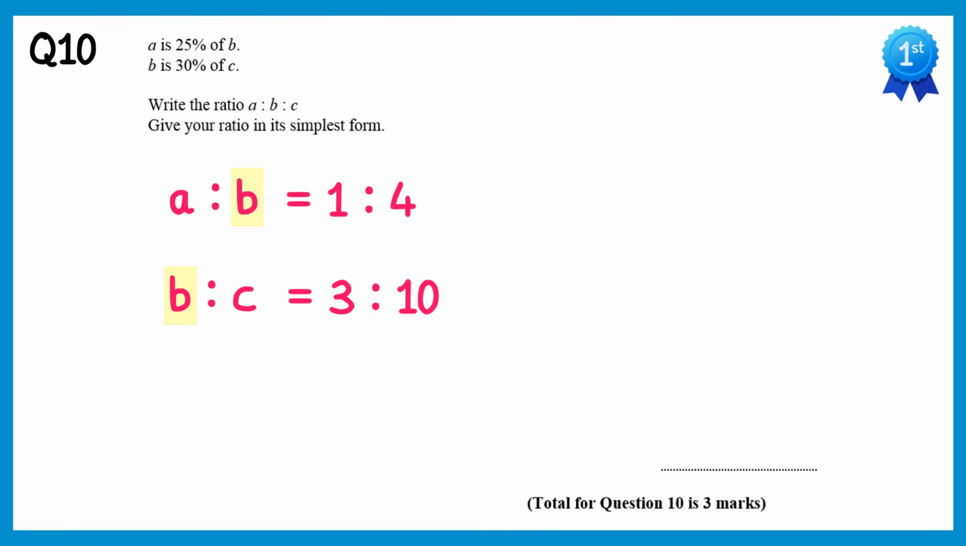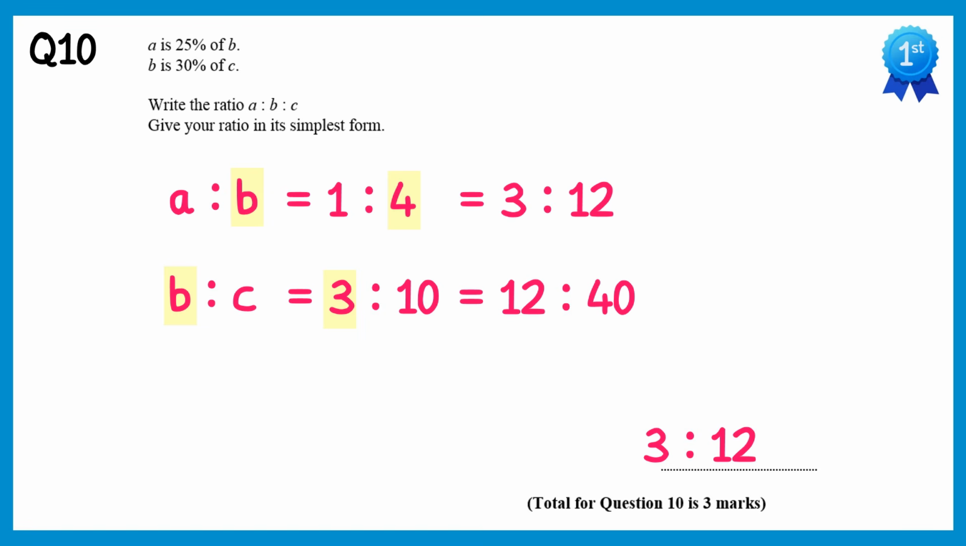In the top ratio, b represents 4 parts, and in the bottom ratio, it represents 3 parts. So if we can make these numbers match, we can join up the ratios. If you times the top ratio by 3 now, you'll get 3 to 12, and if you times the bottom ratio by 4, you'll get 12 to 40. So now the b is represented by 12 in both ratios. So the ratio of a to b is 3 to 12, but the ratio of b to c is 12 to 40, so we can just put a 40 on the end here.